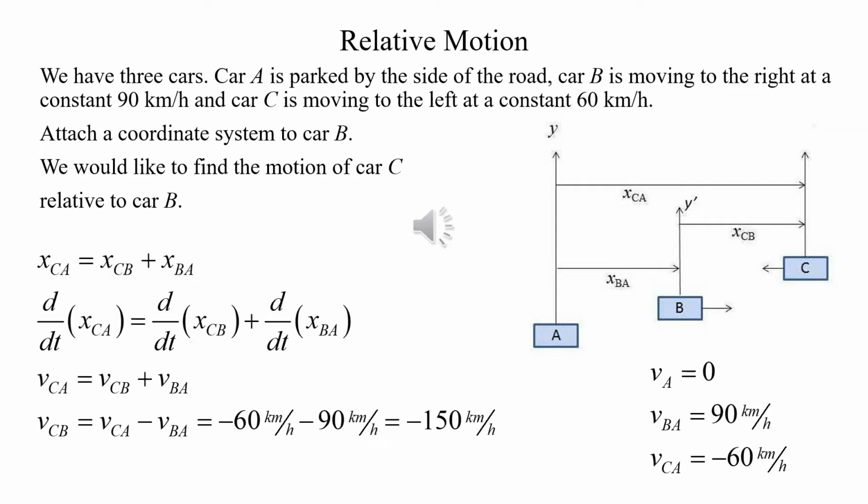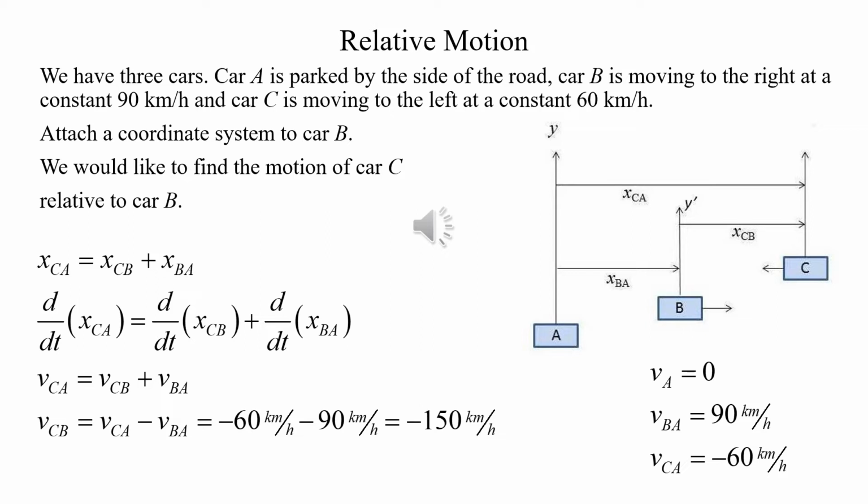So first let's write the positions. The position of car C relative to A equals the position of C relative to B plus the position of B relative to A. And you can see that in the illustration. X_CB is the distance of car C relative to B, and X_BA is the distance of B relative to A. And so you can see right from the diagram that the distance from A to C is X_BA plus X_CB.